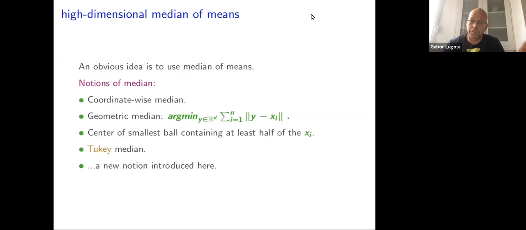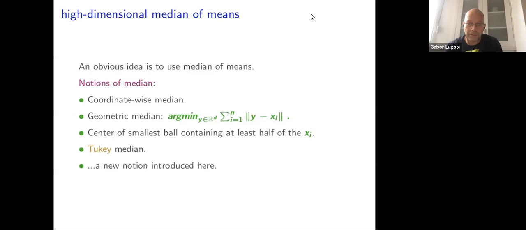So what does that mean? Remember, in median of means, we form blocks of the data, we compute the empirical mean within each block, and now these empirical means are vectors in our d-dimensional space, and now we take the median. But what's the median in R^d? Well, there are several notions. For example, you can take the coordinate-wise median, so along each coordinate we compute the median, and that gives us a vector. Another one is the so-called geometric median, where we minimize the sum of the Euclidean distances to the data points, and the vector that minimizes this is called the geometric median.